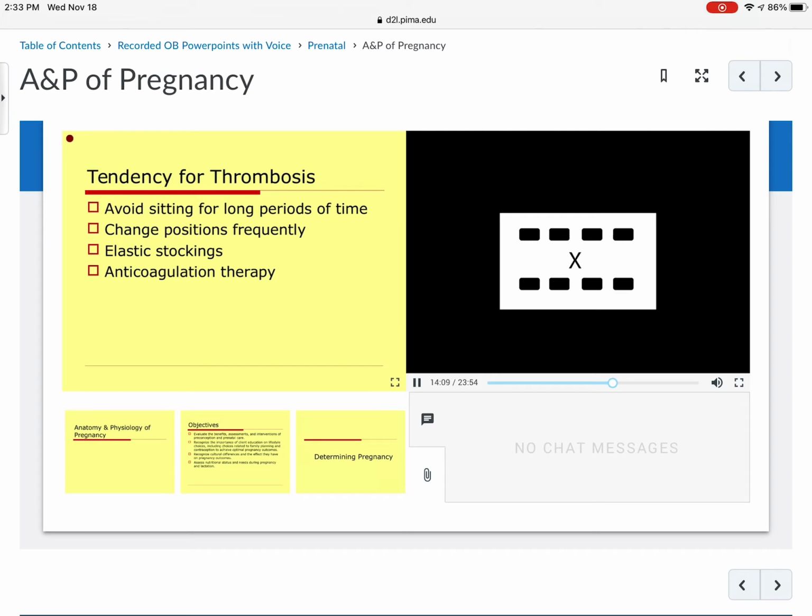Tendency for thrombosis: avoid sitting for long periods of time, change positions frequently, sometimes use compression hose. At times we may use anticoagulant therapy if it is a problem, particularly with those that are prone to blood clots.